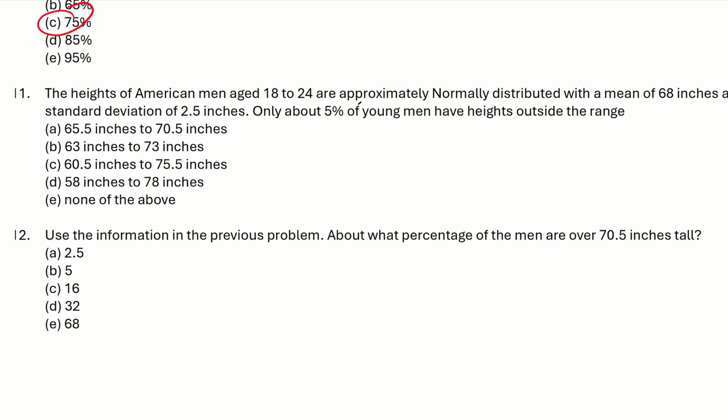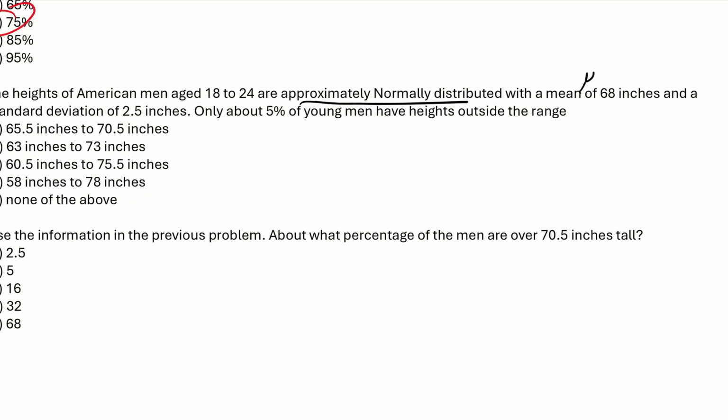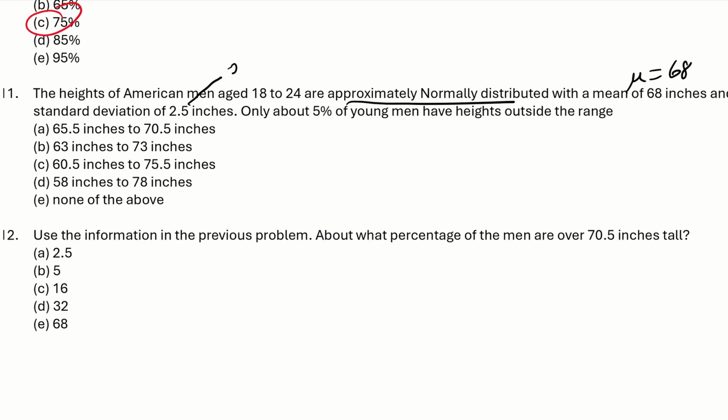All right, so approximately normally distributed with a mean of 68 inches. So we've got a mean of 68 inches, mu is 68. And a standard deviation, that's our sigma, lowercase sigma, is 2.5. Only about 5% of men have heights outside the range of... and then we have to choose.